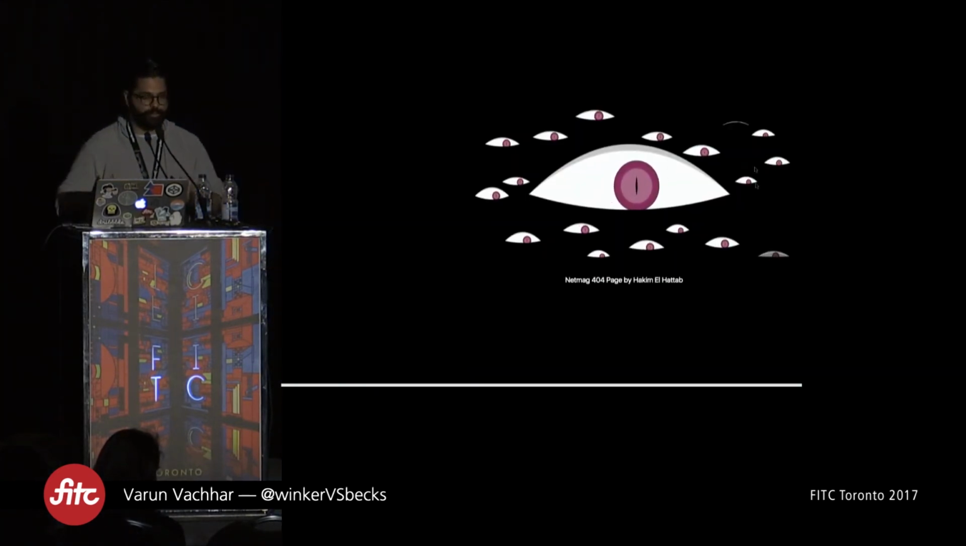And this is a more elaborate version of that eye tracking. This one was built by Hakim El Hattab for the Net 404, their 404 error page. Along with that eye tracking idea, it has a few more things happening here. The eyes are blinking, and you can add more layers of animation to that initial reactivity that you're creating.